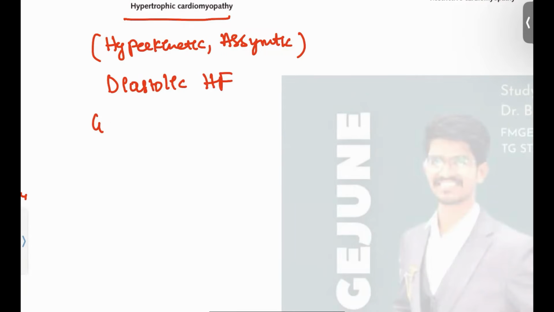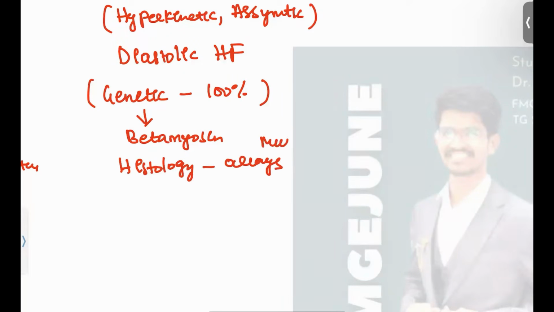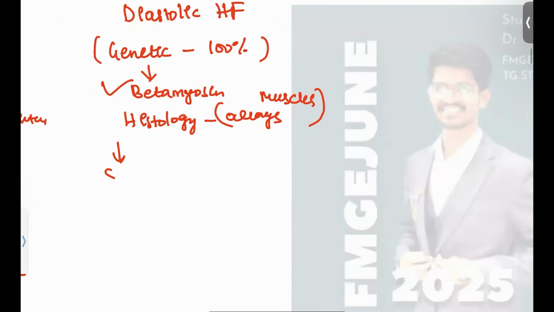And what are the causes? This is the only condition that is 100% genetic. Okay, regardless of other chances, this is caused only by genetic conditions. And what is the most common one? That is beta myosin. Okay, beta myosin. If you see the histology, this patient's heart biopsy will show disfigured muscle arrays due to beta myosin deficiency, and this is suddenly leading to sudden cause of death.